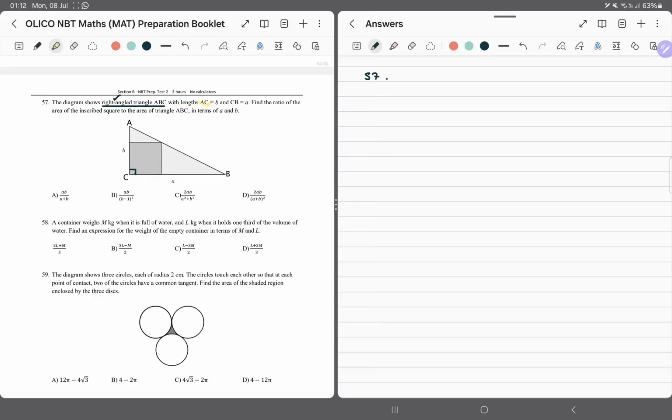Now, with lengths AC and CB, there's A and B, fine. Now we're told to find the ratio of the area of the inscribed square. Can you see that this is an inscribed square? This already suggests that I definitely am correct, because the corner angles in a square are 90 degrees.